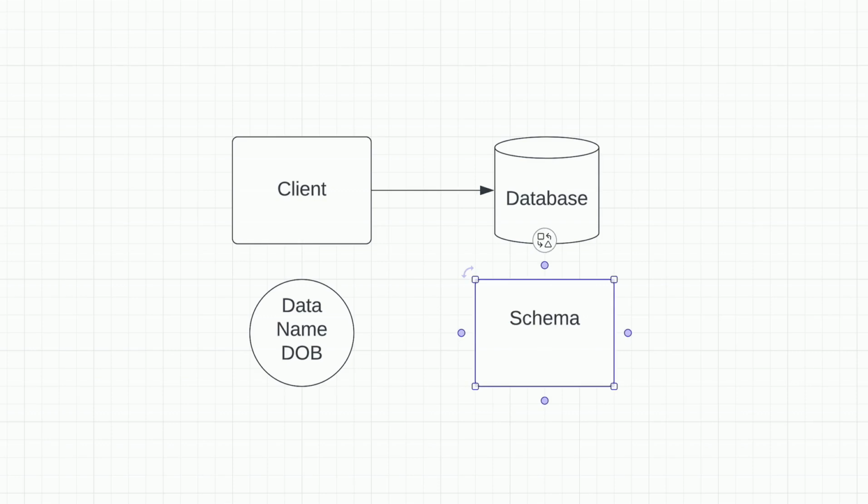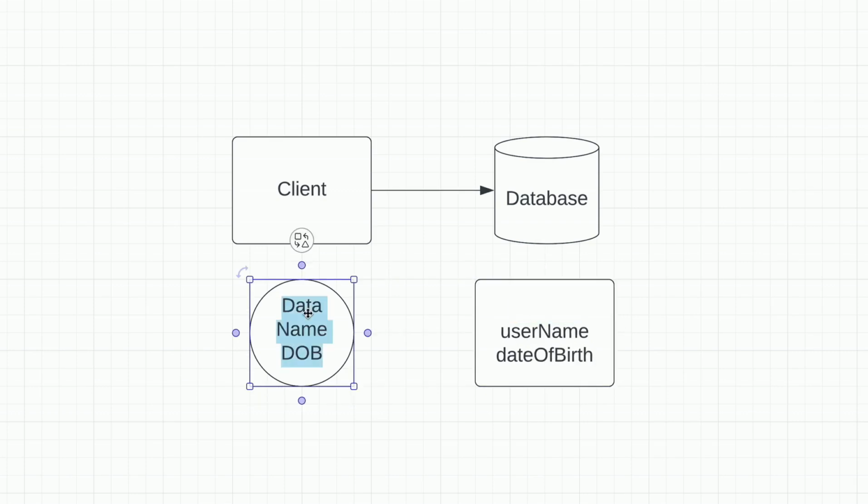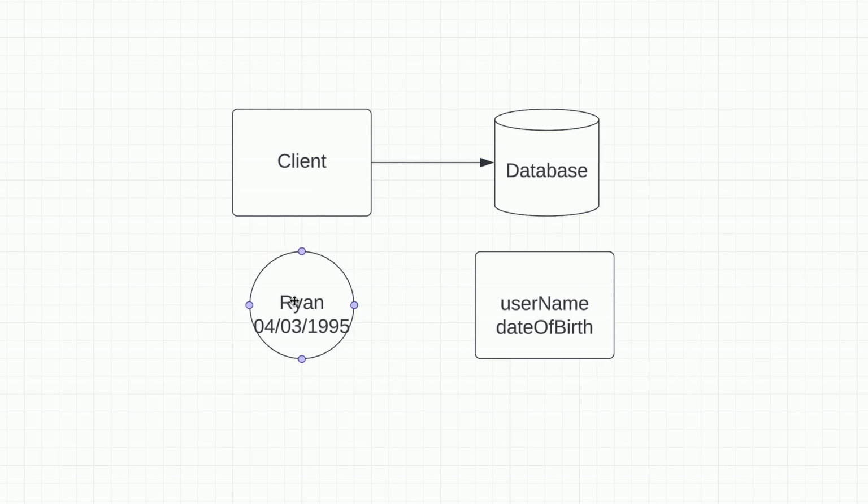An example for this schema, if the data on the left is the user's name and the date of birth, we would have a key called user's name and maybe date of birth. And this would be our schema on the right, and this would be our data on the left. My name is Ryan, and my date of birth is April 3rd, 1995.